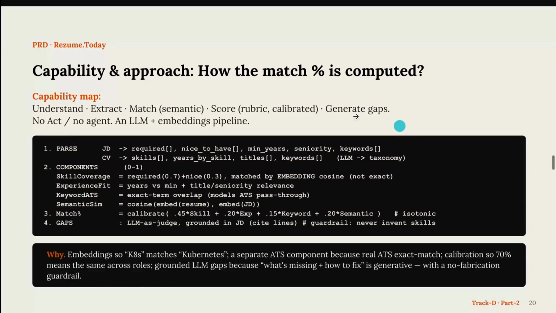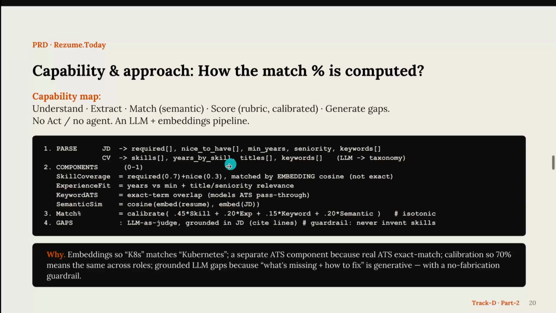And on the capability approach, this is how we will solve the problem. This is the approach that we are taking. Ultimately, what we are doing is calculating a match percentage. So how is explained here in the capability. We need to do understanding, extraction, and match of the JD and the resume to get a semantic understanding. We need to put that understanding into a score, which is like a rubric, which is very much calibrated, and we need to generate the gaps. So this is the whole workflow.